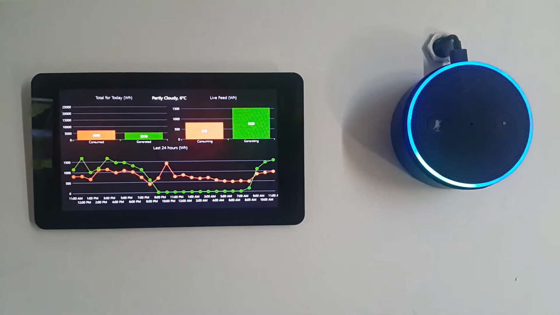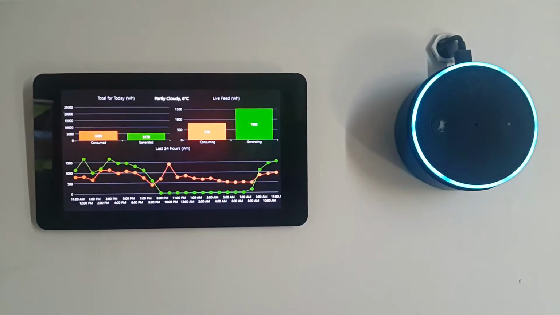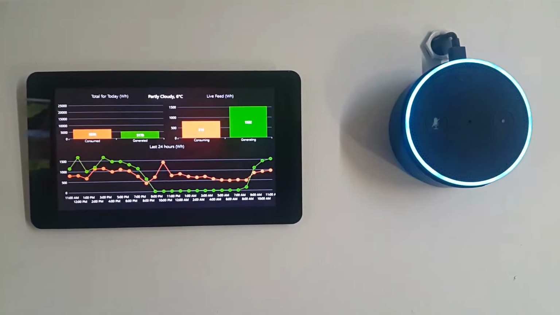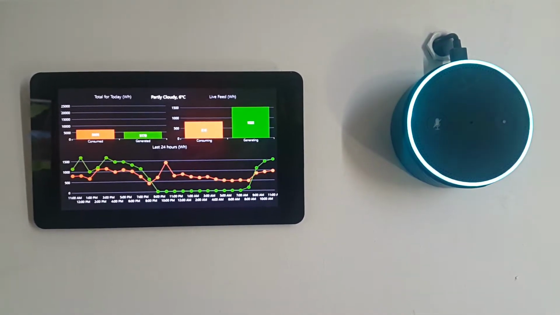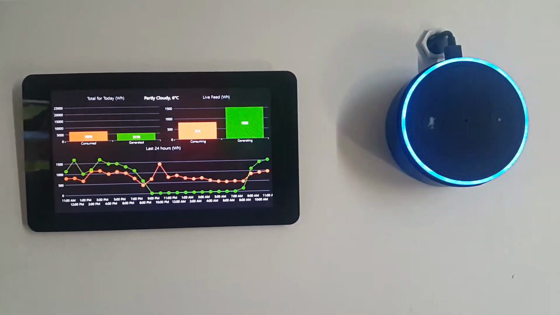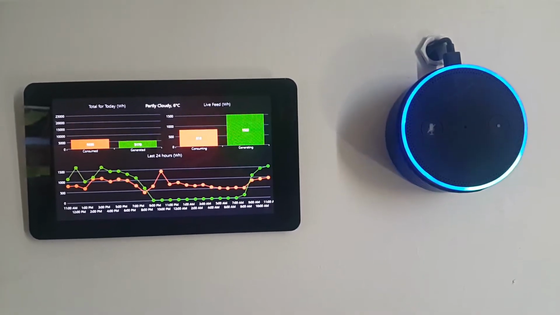Alexa, open energy monitor. Good morning, Chris. You have consumed 7.1 kilowatts and generated 5.3 kilowatts today. In addition to free electric, you have made a profit of one penny. Is there anything else I can do for you? Yes.